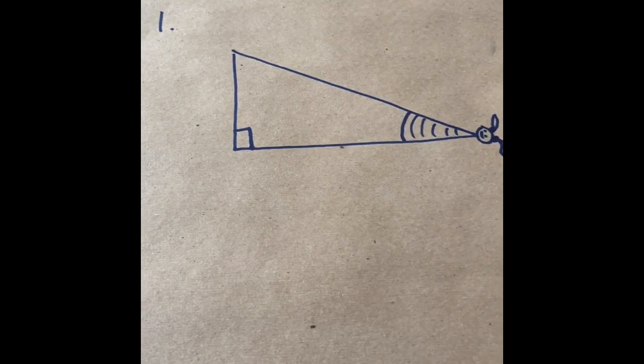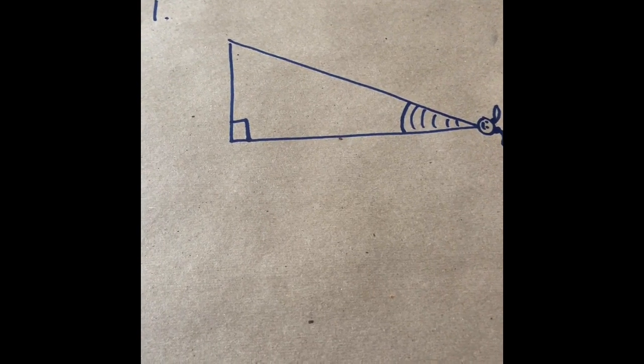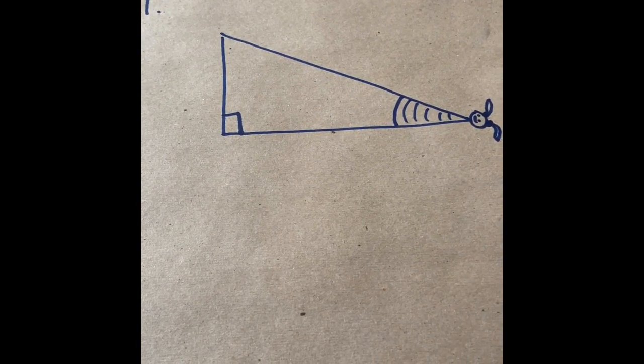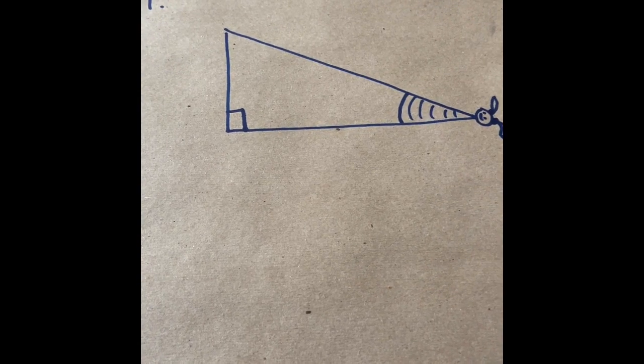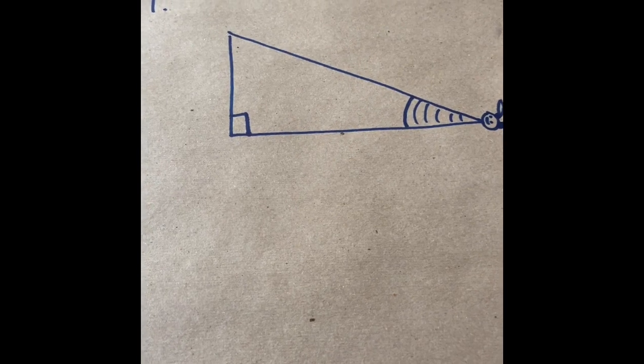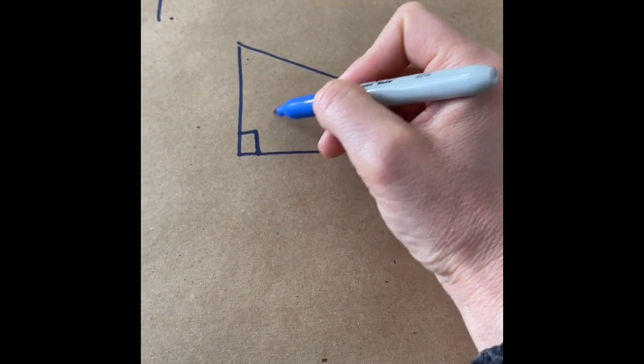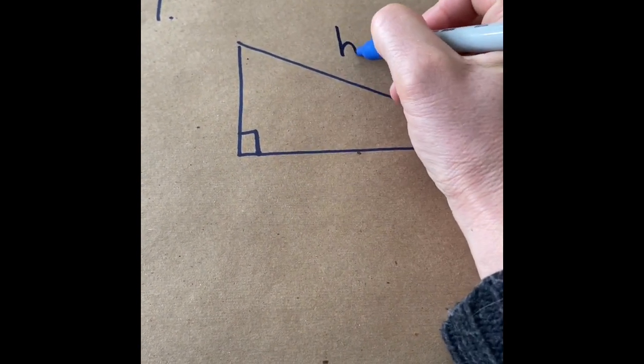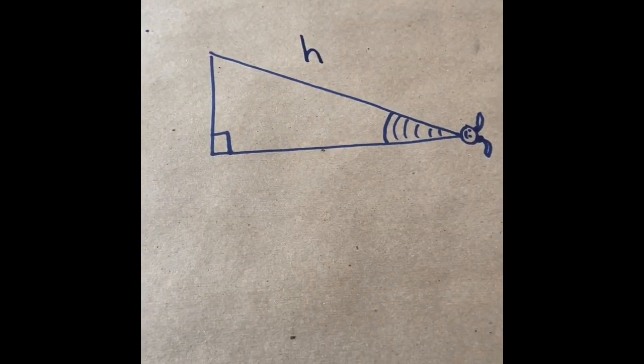So let's see if you got number 1 right. Let's first always label the hypotenuse. The hypotenuse is the longest side, or the C from Pythagorean theorem, the diagonal side. So right here, across from the 90 degree, that's going to be my H. That's easy. Now we have to worry about the O and the A.